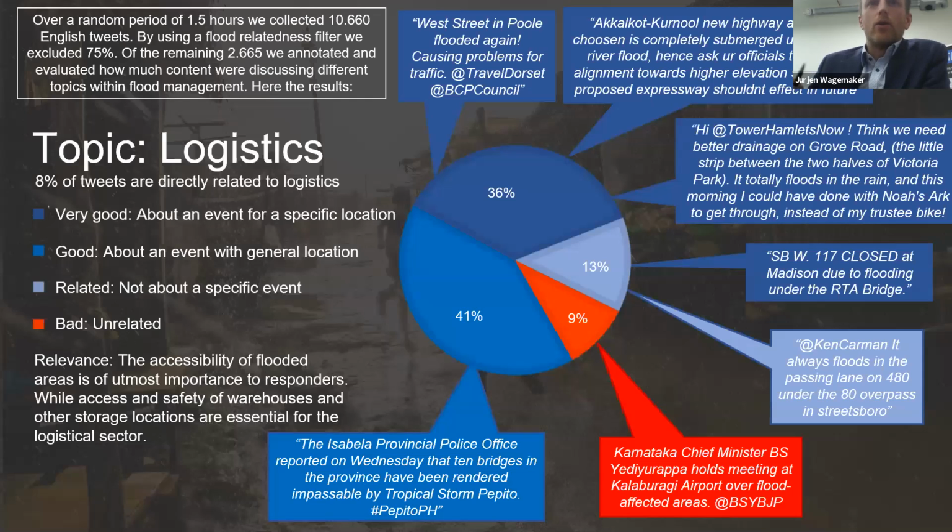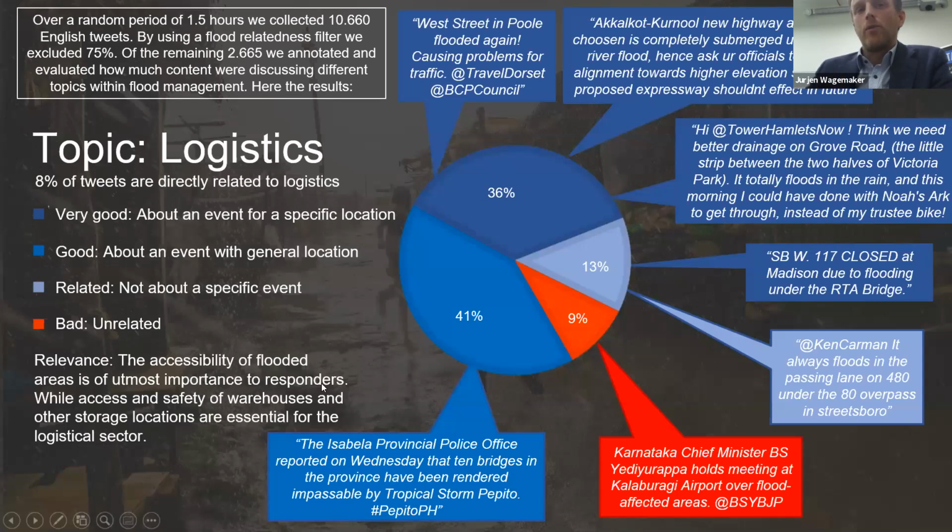Back to the content. There's not only flood observations there. What we did to illustrate that, is in a random period of 1.5 hours, we collected a high number of tweets, and of the remaining 2,500 that are relevant in 1.5 hours, we started annotating all the different contents. And here I just picked out logistics. 8% of tweets are about logistics.